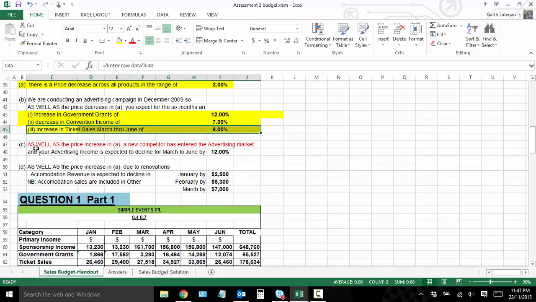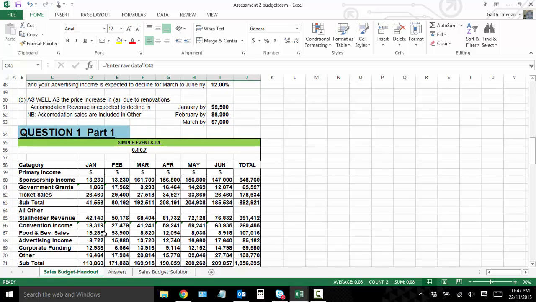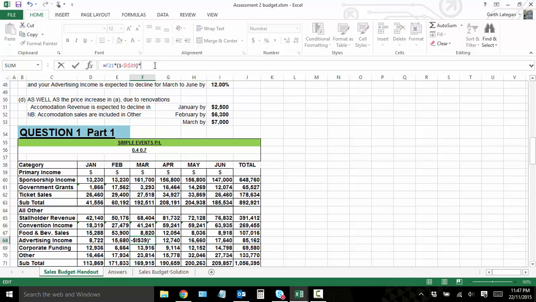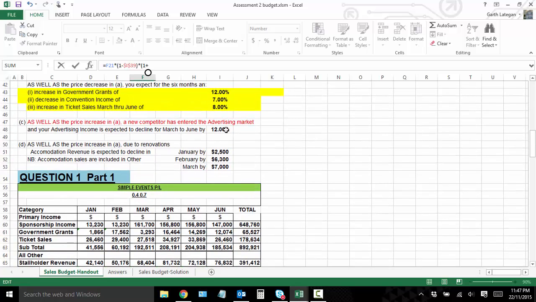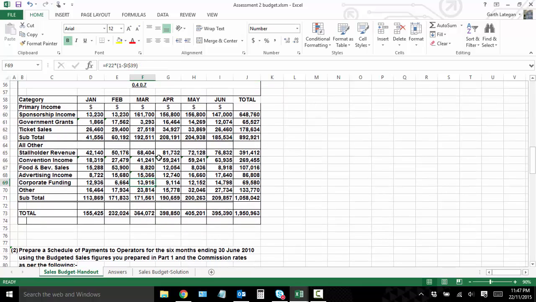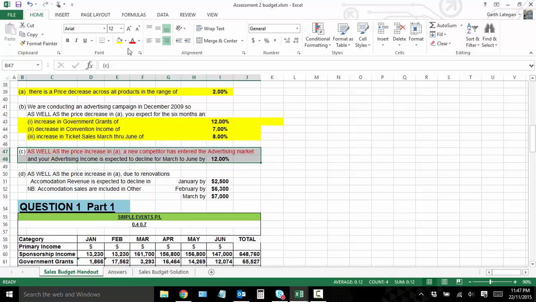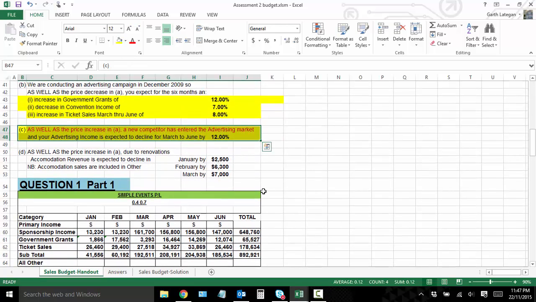As well as the pricing, a new competitor has entered the advertising market, so your advertising income is expected to decline. So I've got advertising, and it's going to decline from March. So there's March. A decline is a negative. So it's times 1 minus the decline of 12%. F4 to keep the percent value there, and copy it across. Okay, so we've done that one.